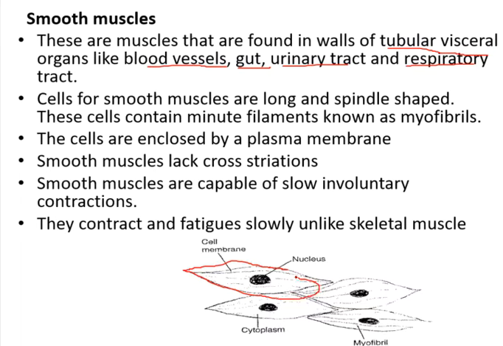You can see they are spindle shaped and long, and they contain minute filaments called myofibrils. You can look at the myofibrils here. These are the myofibrils, and they're enclosed by a plasma membrane, and they lack cross striations. The smooth muscles are capable of slow involuntary contractions, and they contract and fatigue slowly, unlike the skeletal muscles.